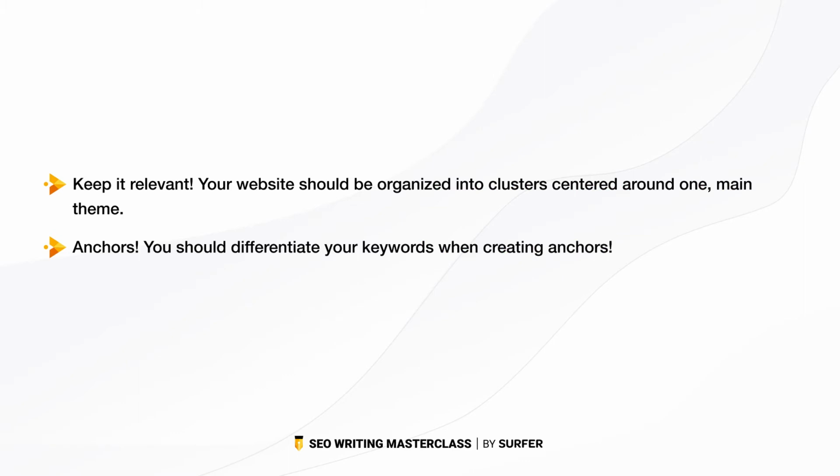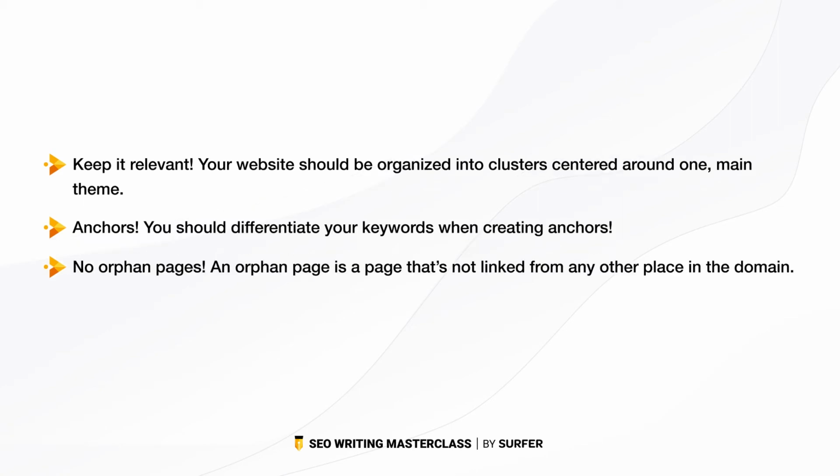Number 2, anchors. You should differentiate your keywords when creating anchors. No piece of content on the web only ranks for just one single keyword. That's not the best use of your time and energy. Gather the most relevant keywords and use them interchangeably. And lastly, number 3, no orphan pages. An orphan page is a page that's not linked from any other place in the domain. As you add new content to your site, make sure that you're continuously updating your older posts.